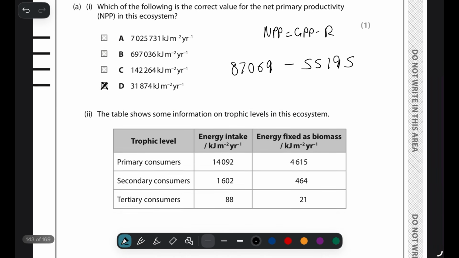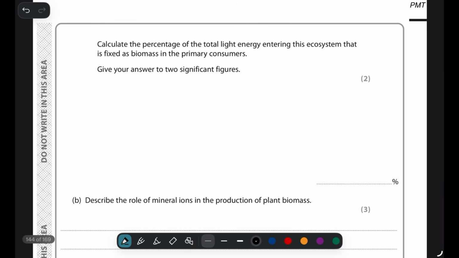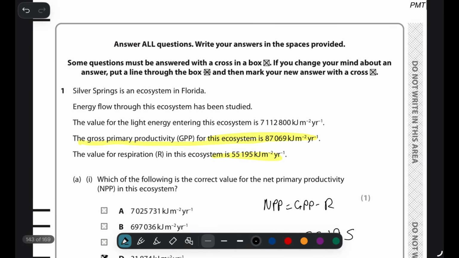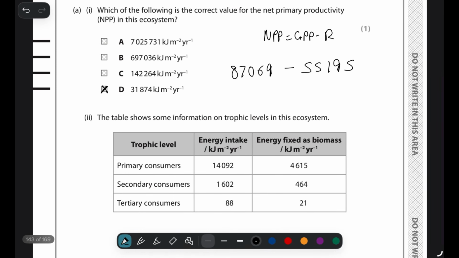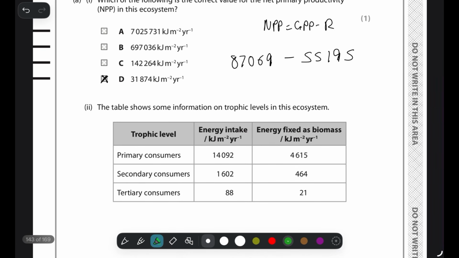Okay. Now we look at part 2. The table shows information on the trophic levels within the ecosystem. So you can see the data there. And then on the next page, it's telling us to calculate the percentage of the total light energy entering the ecosystem that's fixed as biomass in the primary consumer. So again, I'm just going to look here. In terms of the total energy, we have to go back to the question actually. So this is what it's telling us for the value of the light energy entering the ecosystem. Cool. In terms of the biomass fixed by the primary consumer, it's this value here.